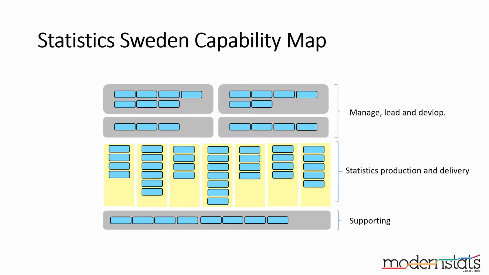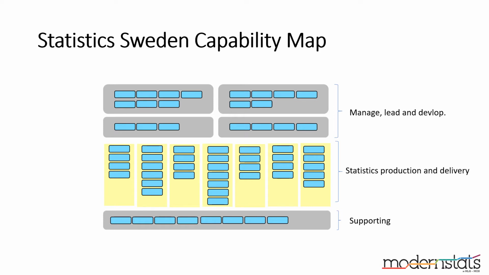Before we get into the GSIM objects, we need to talk about capabilities. Unfortunately, we haven't fully translated our capability map, so therefore I show it like this. You could say that in order to produce a value, all organizations have capabilities. And we have chosen to illustrate Statistics Sweden's capabilities in a map like this.